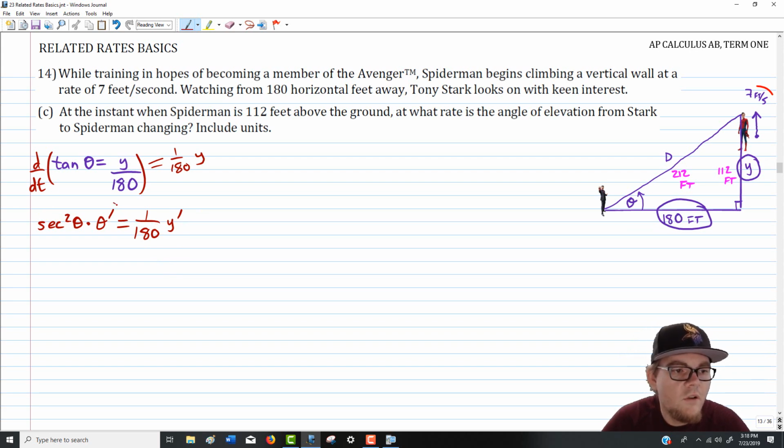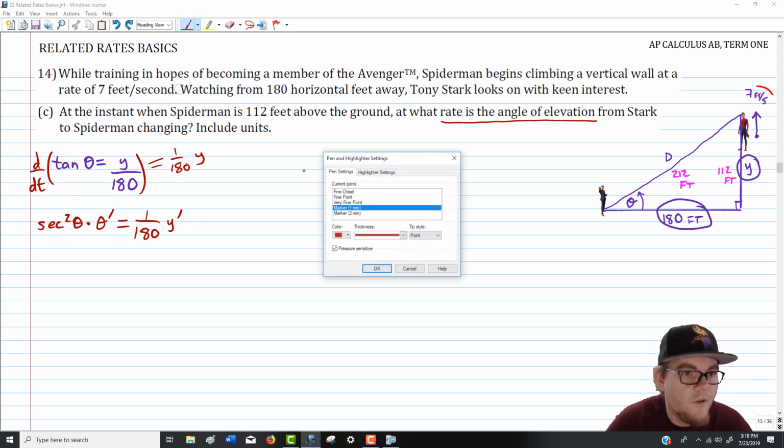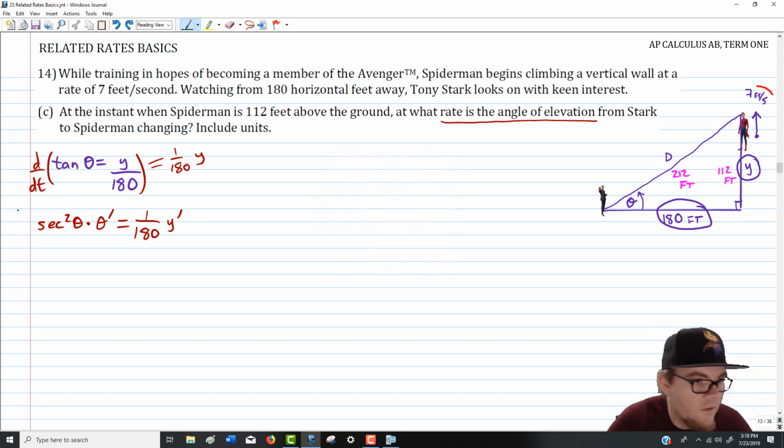We want to solve this, though, to figure out what theta prime is, because we're looking for the rate at which the angle of elevation is changing. So to do that, we need to get theta prime alone, as well as plug in anything that we know. I'm going to do the theta prime alone part first, just because I think it's the most involved. So I'm going to multiply both sides by 1 over secant squared of theta.